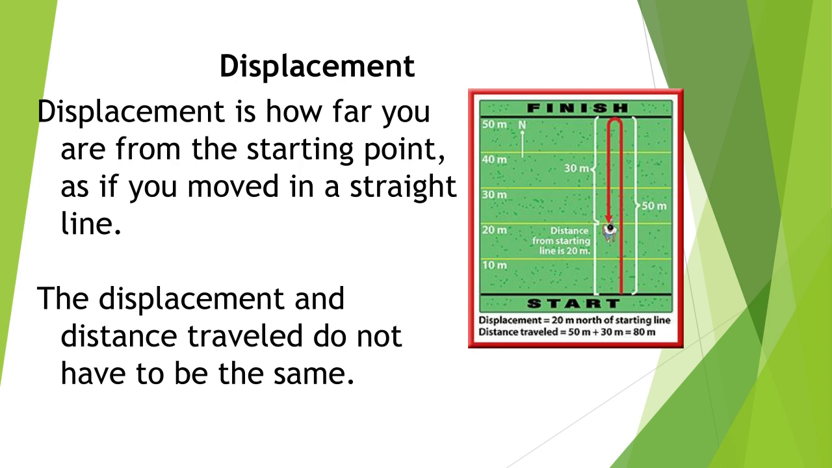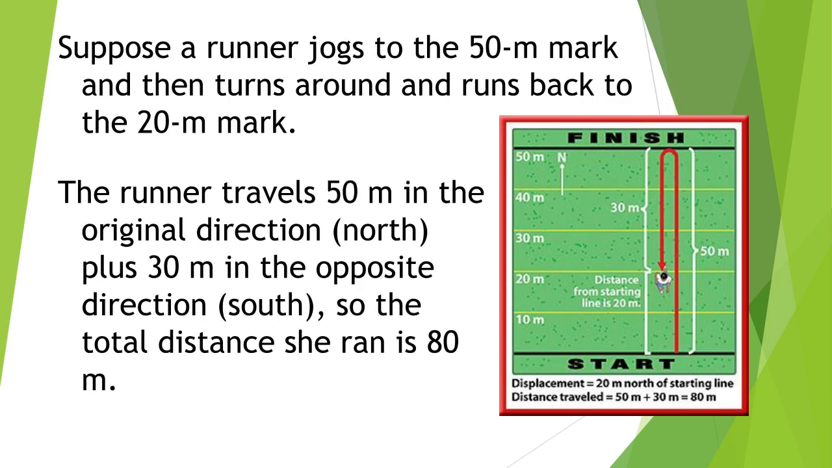The displacement and distance traveled do not have to be the same. Although the object or the human is the same, with the same traveling distance and speed, when we talk about distance and displacement, they might not be the same. Suppose a runner jogs to the 50-meter mark and then turns around and runs back to the 20-meter mark. The runner travels 50 meters in the original direction, north, plus 30 meters in the opposite direction, south. So the total distance she runs is 80 meters.